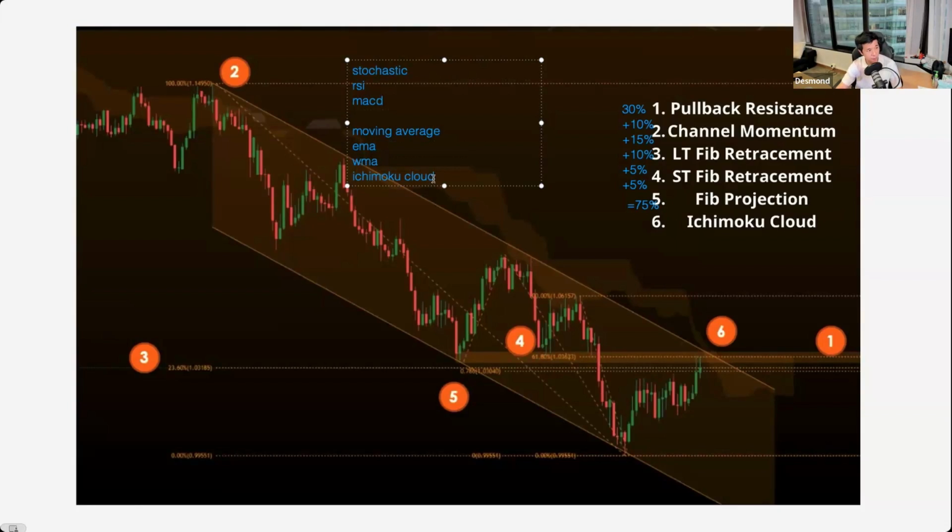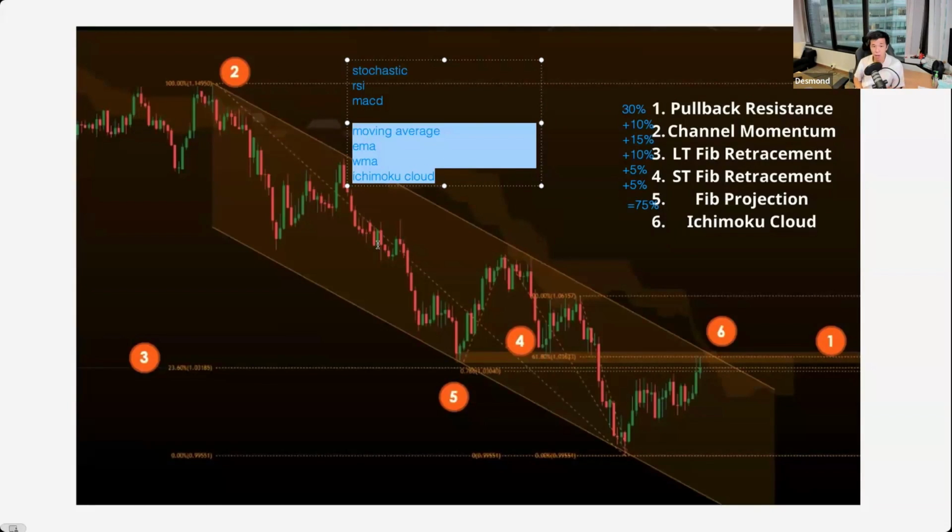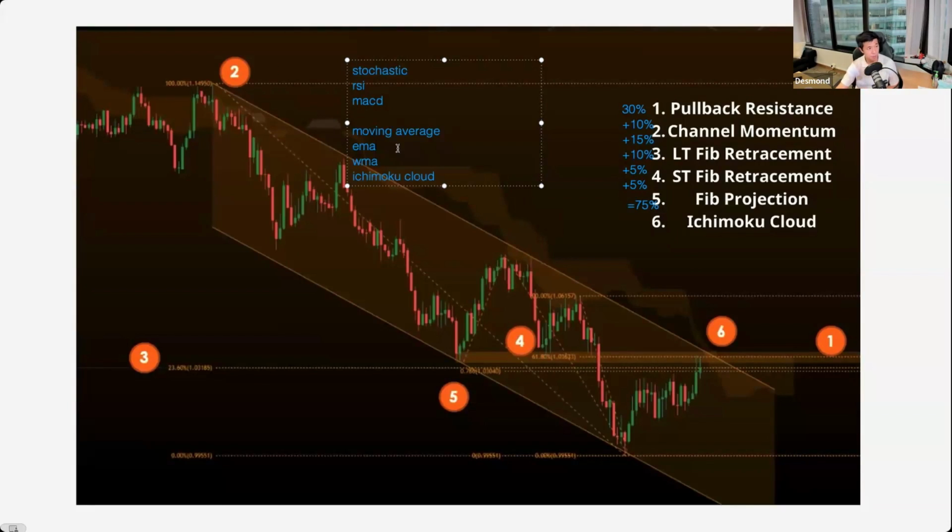So even if you have 4 of them, that does not mean that you're adding probabilities. You pick one from here. You pick one from here. Then maybe you pick one more, like a trend line channel. You pick one from there. You don't pick all of them.